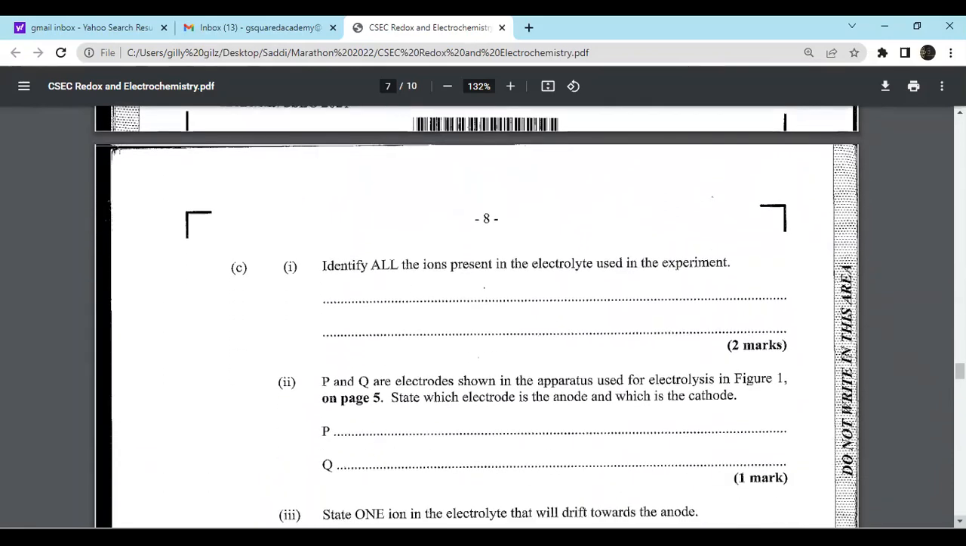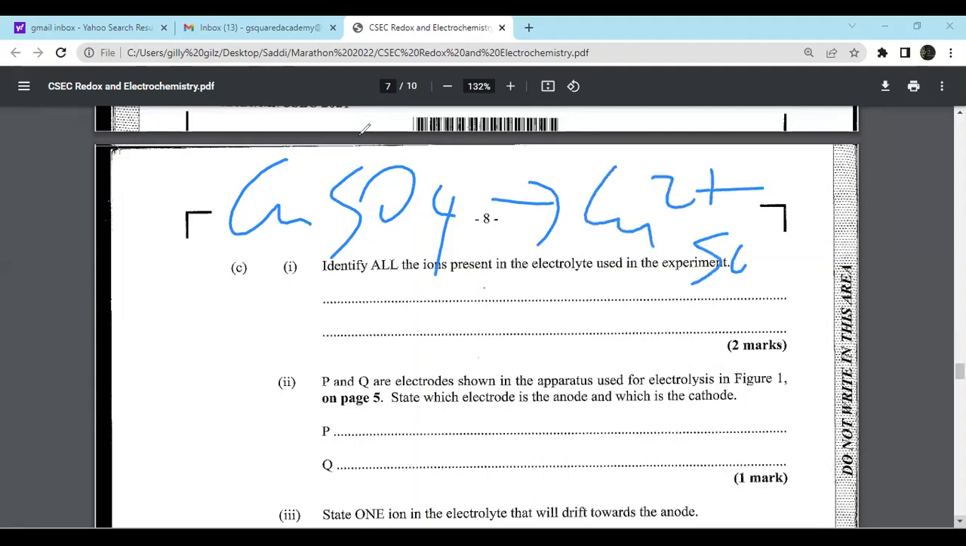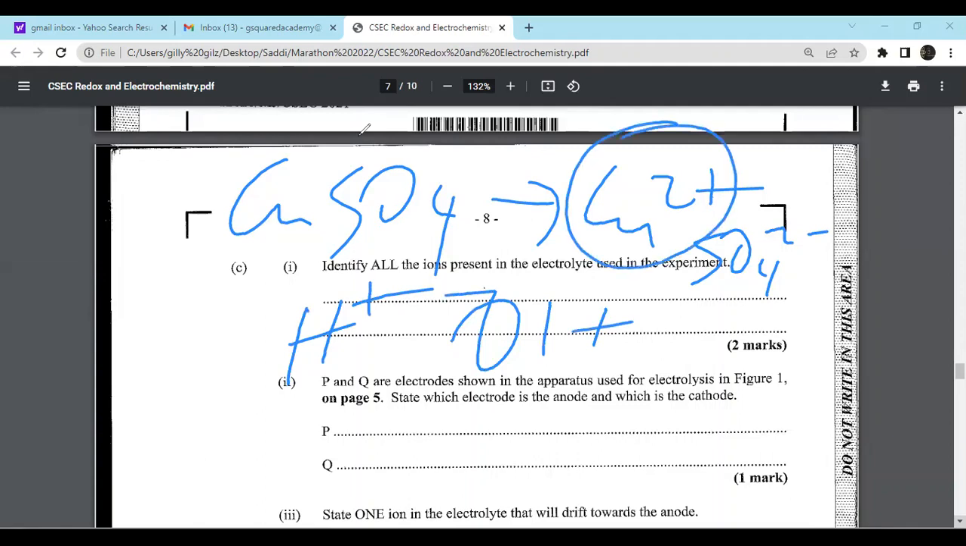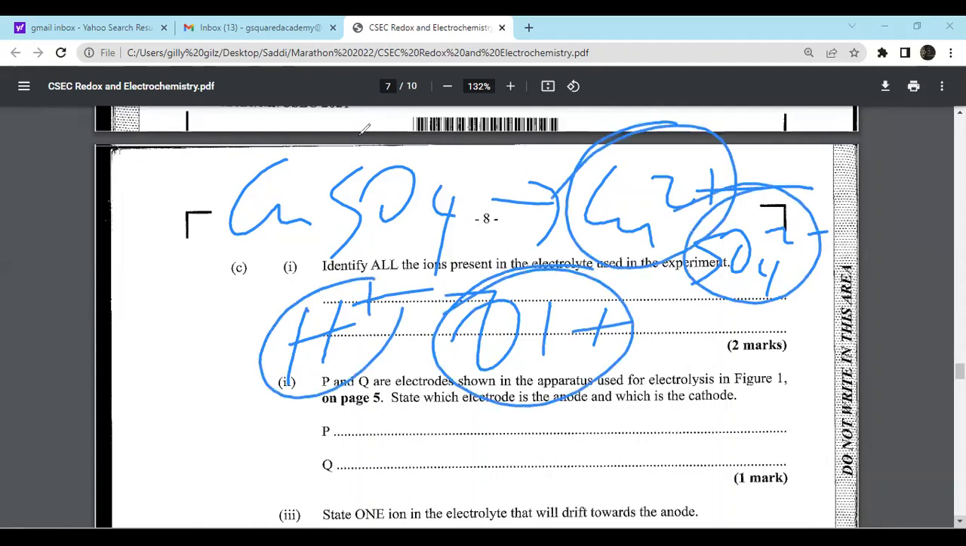Identify all the ions present in the electrolyte used in the experiment. So you need to now be able to identify the ions present. What you need to do, first of all, is write down the electrolyte. The electrolyte is copper sulfate. Copper sulfate is made up of copper ions and sulfate ions. However, it is aqueous copper sulfate, which means that it also contains the ions of water, because aqueous means water. So it would contain H+ ions and OH- ions. And that is what you need to write. These two over here and the OH- and the H+ ions to get your full 2 marks.